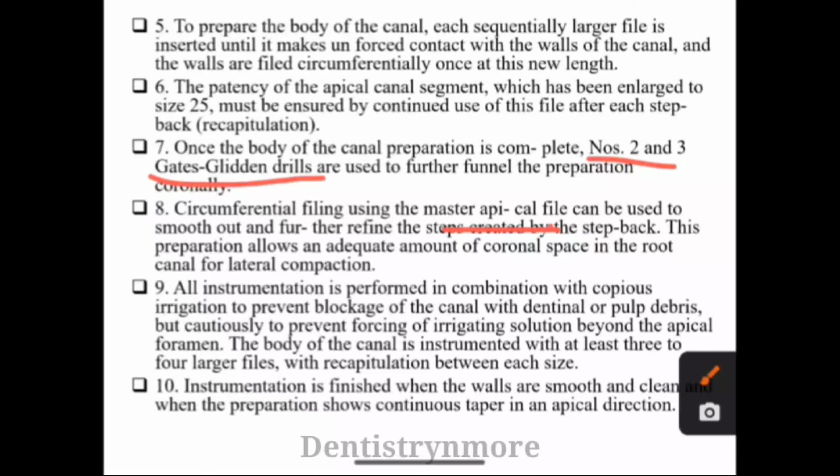All instrumentation is performed in combination with irrigation to prevent blockage of the canal with dentinal or pulp debris, and to prevent forcing of irrigating solution beyond the apical foramen. The body of the canal is instrumented with at least 3 to 4 larger files, with recapitulation between each size. Instrumentation is finished when the walls are smooth and cleaned, and when the preparation shows continuous taper in the apical direction.